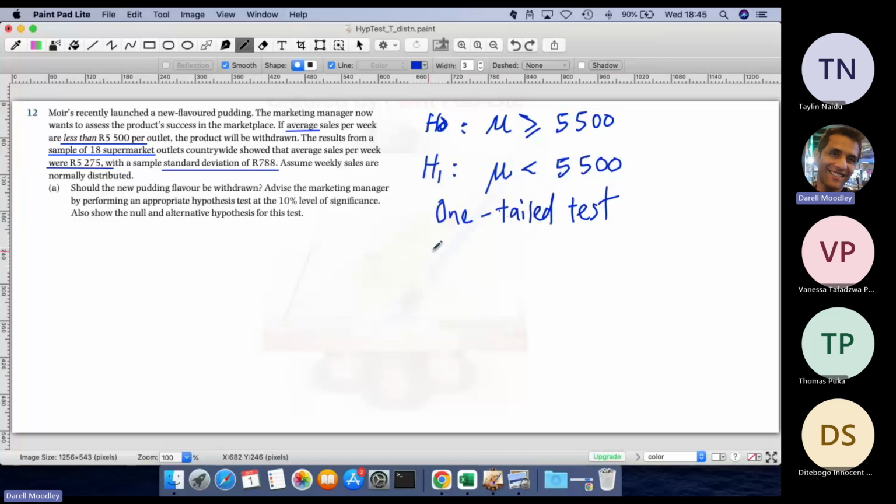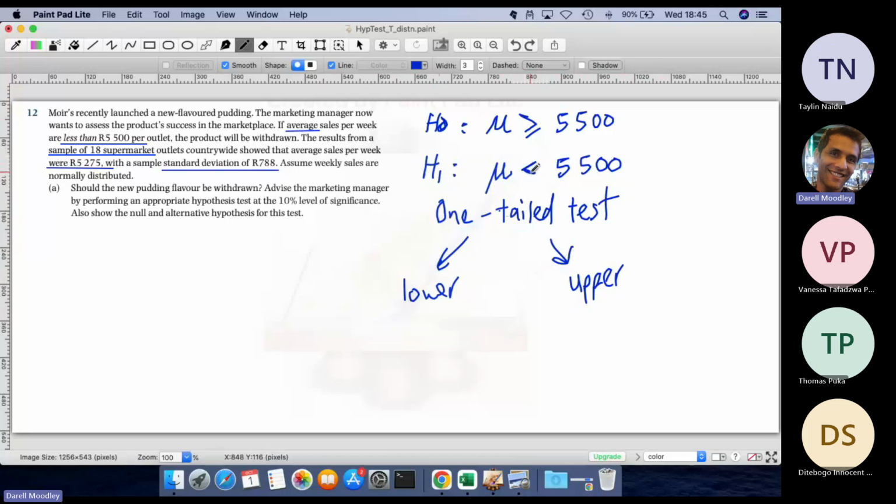Now a one-tailed test can either be a lower-tailed or an upper-tailed, and it's important I know which one it is for this problem. This is how I remember it, and you're welcome to remember it the way I do. I look at the sign for H1. The sign for H1 is this less than.